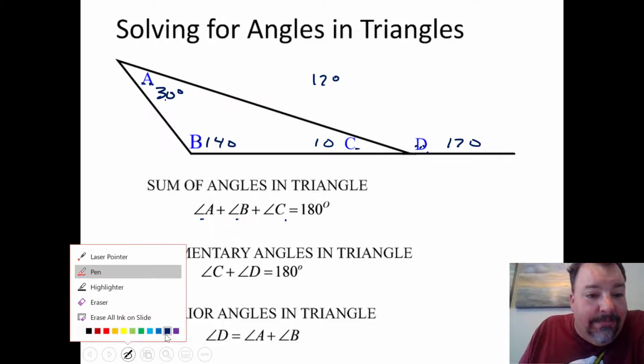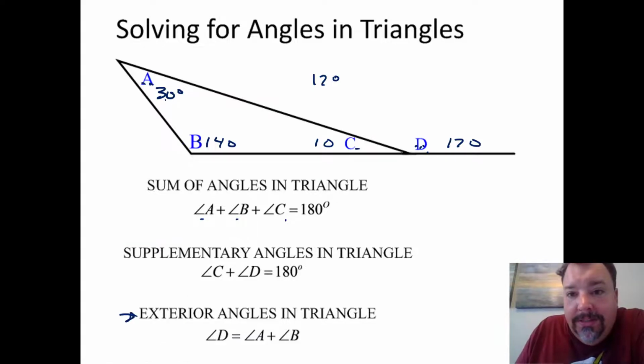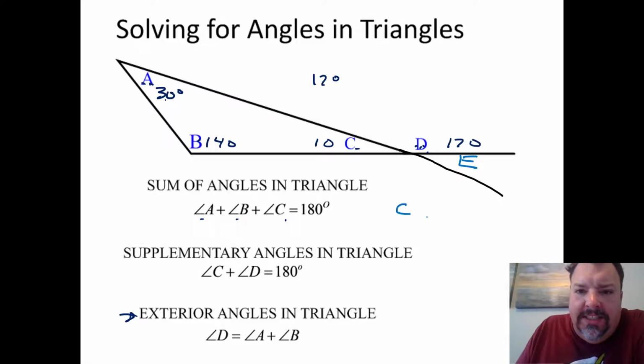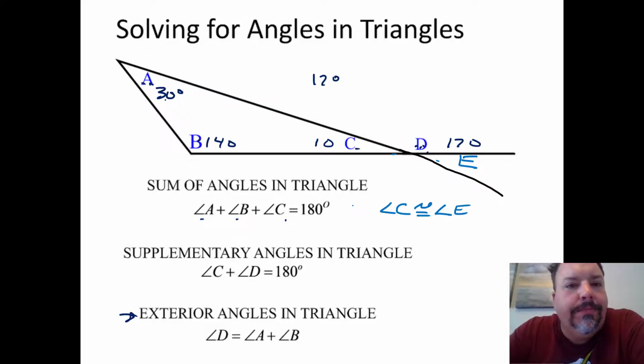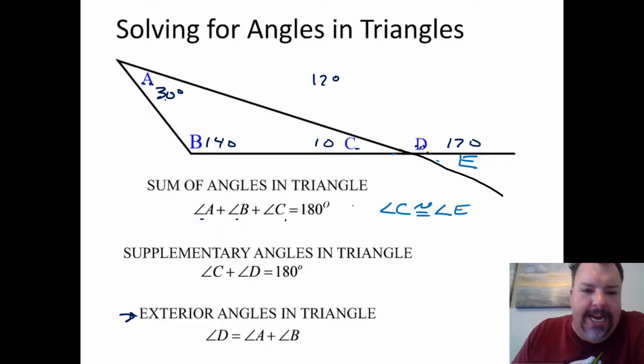The other thing I want to point out is, imagine that we extend this. Sometimes you might have to use another type of angle. Say I have E out here. What do you know about E? Well, angle C and angle E are going to be congruent. That means they're going to be the same because we have vertical angles. So when you have these triangle pictures, look for vertical angles, look for supplementary angles, and know that all the angles inside of a triangle add up to 180.